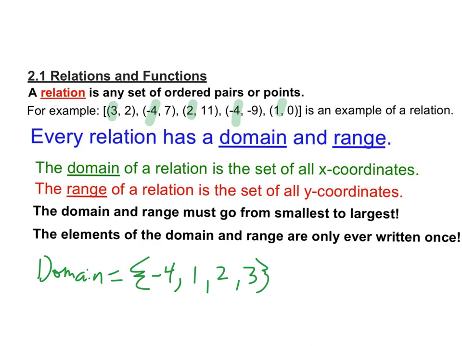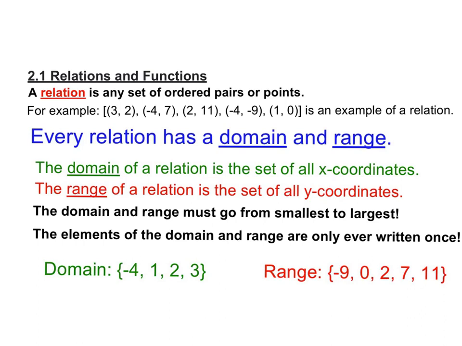Okay. So now I want you to do that for the range. Okay. So here's what you should have had. The domain. There's the range. Now the range doesn't ever repeat. So we go from -9. That's the smallest. 0, 2, 7, 11. How many had that for the range? Okay. That's domain and range. That's the first part of this lesson. No, you don't have to change the color.